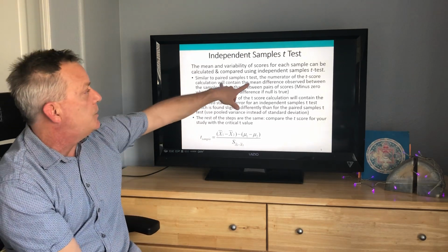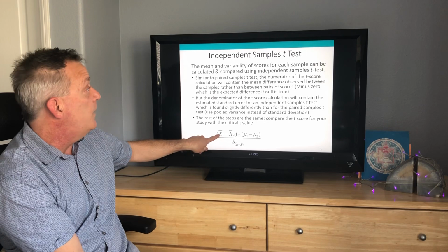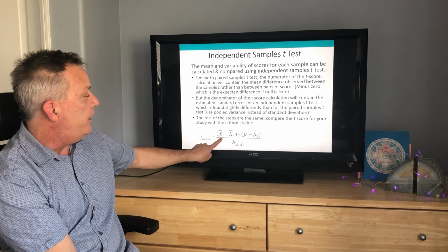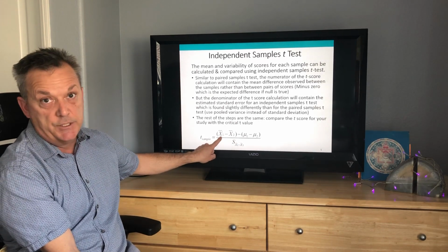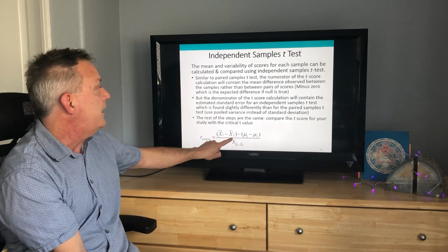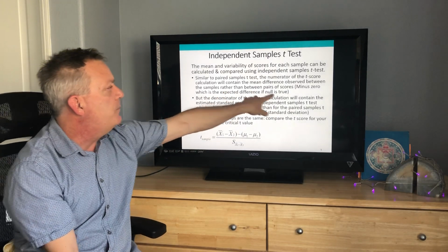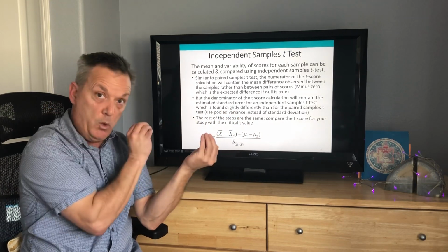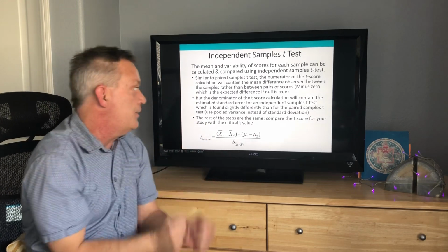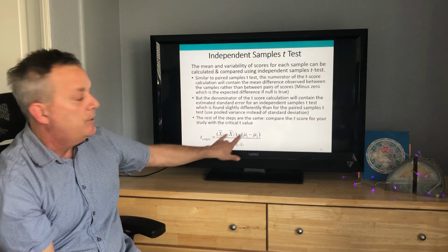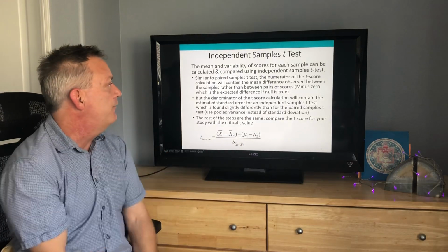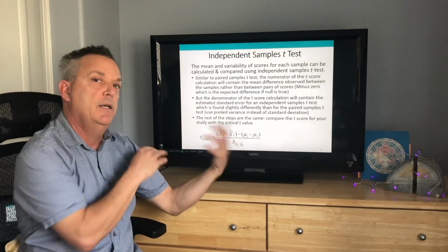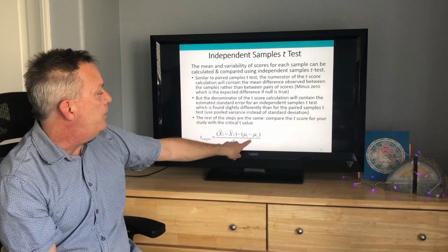Similar to the paired samples t-test, the numerator of the t-score calculation will contain the mean difference observed between the samples. So right here, this is the mean of the psychics minus the mean of the non-psychics, between the samples rather than between pairs of scores like in the paired samples t-test, where we take the difference score and compare before and after. Here you're comparing two groups. So it's the same thing, just a little different. And then you subtract from it 0, which is the expected difference if the null is true. I talked about that in the previous video, and that would be right here.